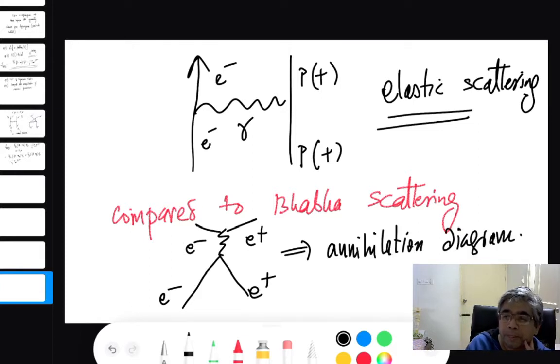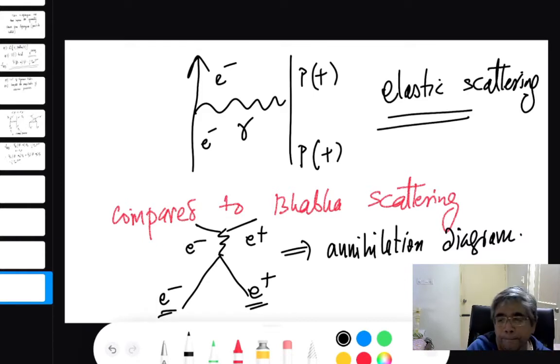Which exists in Bhabha scattering, such a diagram doesn't exist here, okay? So this diagram doesn't exist because a particle will annihilate only with its own antiparticle. Say for example, an electron will annihilate only with an anti-electron. It won't annihilate with a proton or some such thing, okay? It only annihilates with its own antiparticle.